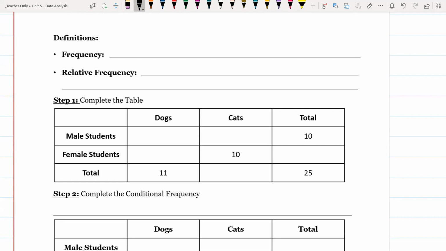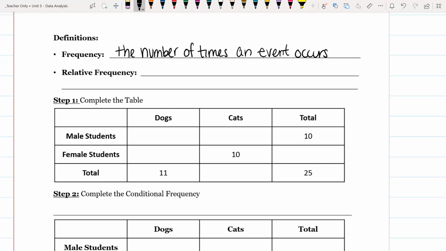Okay, so frequency. Frequency is the number of times an event occurs. So each time a person says this is their answer to a survey, that's an event occurring, right?